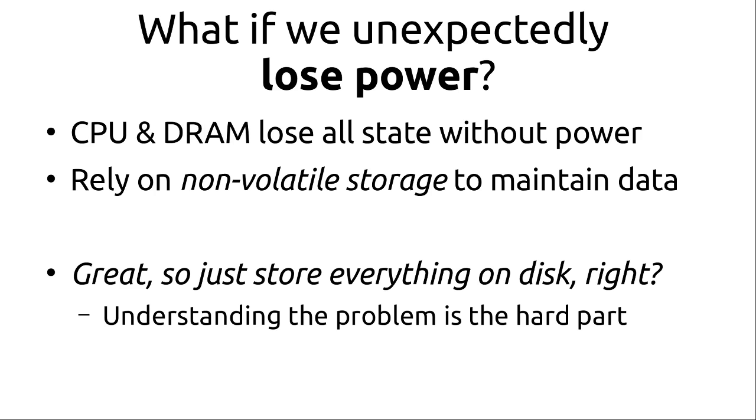So if we're doing a lot of different operations on our system and we lose power, what does that mean for the state of our volatile storage? We know that CPU and DRAM lose all state when they lose power. DRAM actually requires 30 millisecond refreshes of its data to not lose that data. So of course, if you aren't providing the power for those refreshes, the data goes away.